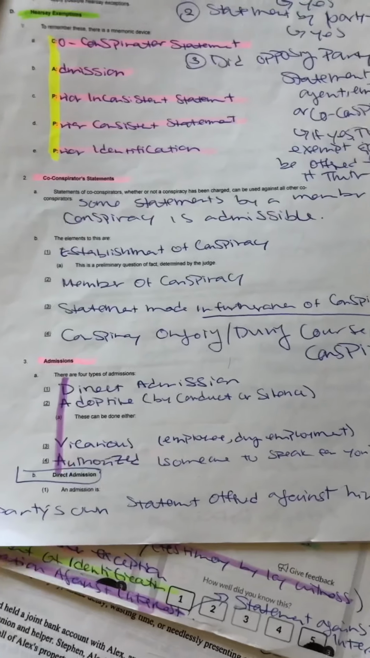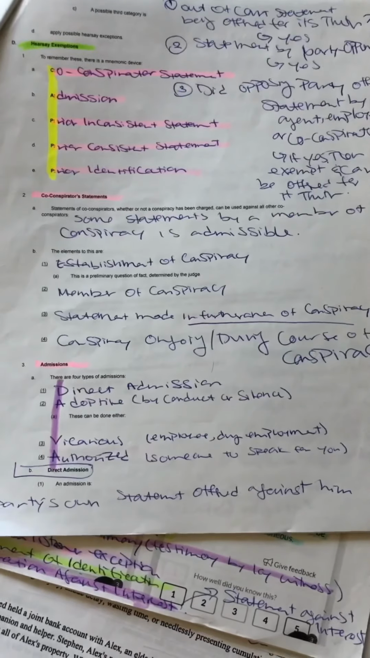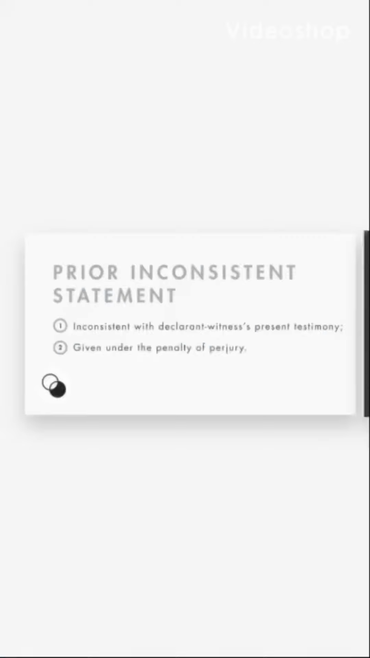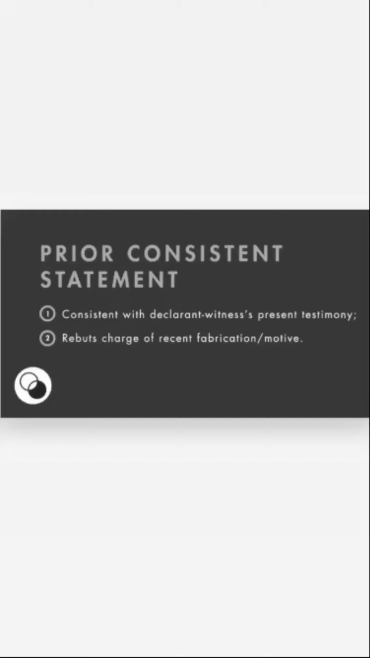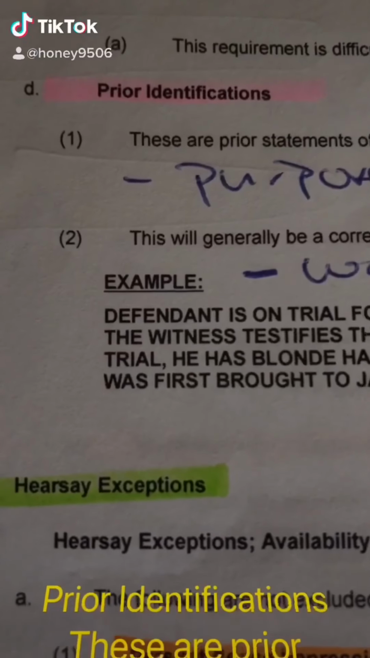Admissions. I use DAVA to remember admissions. So what is DAVA exactly? It's right here, this DAVA. Basically, it's direct admission, adoptive admission, vicarious admission, and authorized admission. Prior identification.